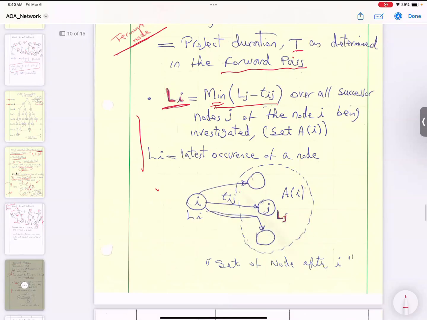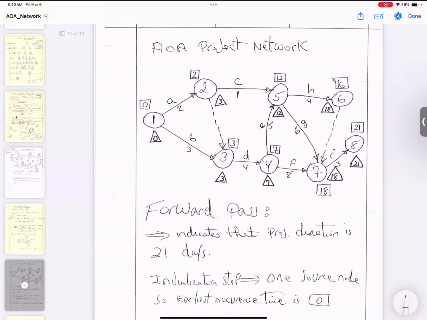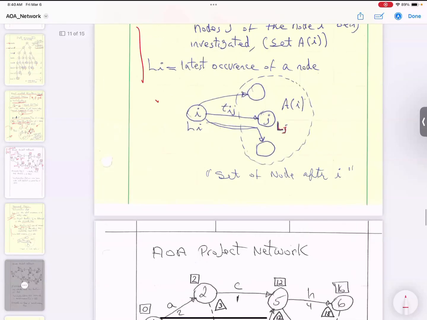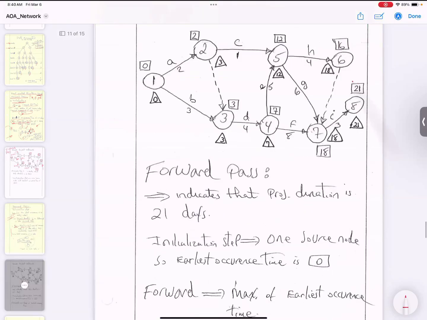L sub i, you see all the nodes that come into this node, you take L sub j minus T sub ij, and you pick up the minimum. So you have 3 nodes coming in here. Now let's see how it's happening over here. What is the latest occurrence of your node number 8? Based on our assumption, it is the project duration, T. What was the project duration? We decided in the forward pass it to be 21 days, correct? That's the duration. So the latest occurrence of node 8 is 21, and we put it in this triangle. Do you agree with me at this moment?